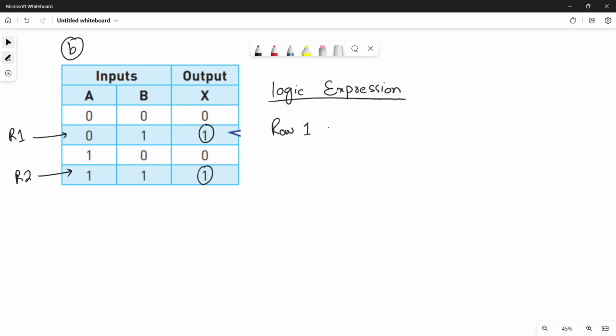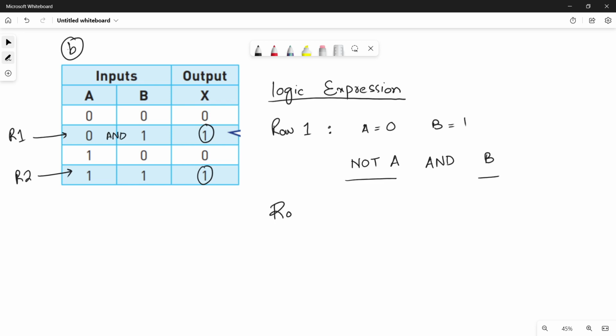So first, let's work for row 1. For row 1, the value of A is 0 and the value of B is 1. So A will be written as not A and B will be written as it is. And these two inputs will be connected through an AND gate. So write an AND in between these two inputs. This is for row 1.